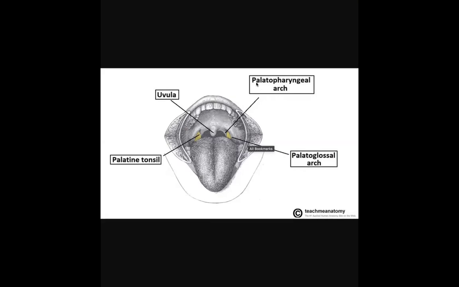The two arches are called palatopharyngeal and palatoglossal. Palato is palate, pharyngeal is pharynx, glossal is tongue. So one connects the soft palate to the pharynx, and the other connects the soft palate to the tongue. These arches, palatopharyngeal and palatoglossus, help connect these two structures.